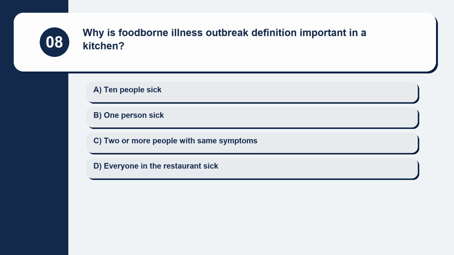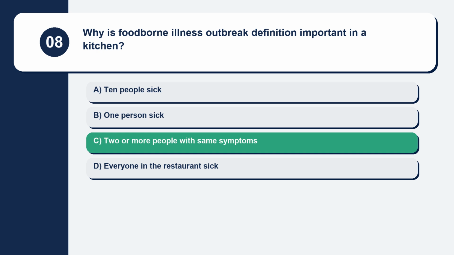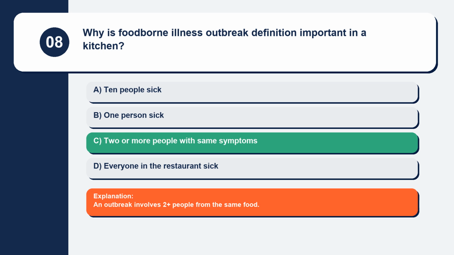Question 8. Why is foodborne illness outbreak definition important in a kitchen? 10 people sick, 1 person sick, 2 or more people with same symptoms, everyone in the restaurant sick. An outbreak involves 2+ people from the same food.